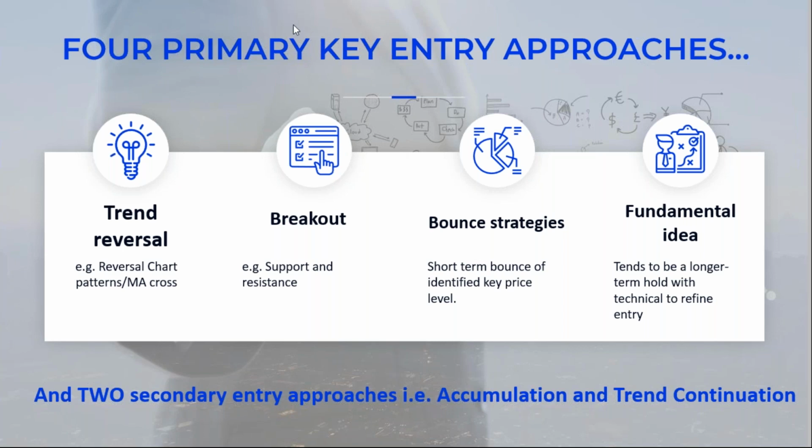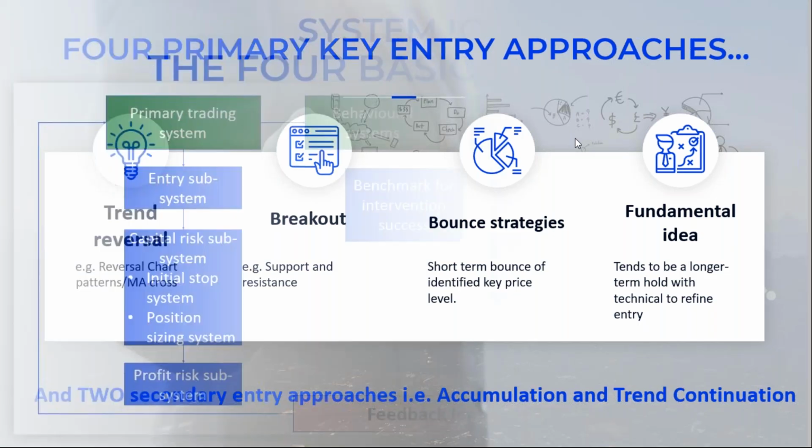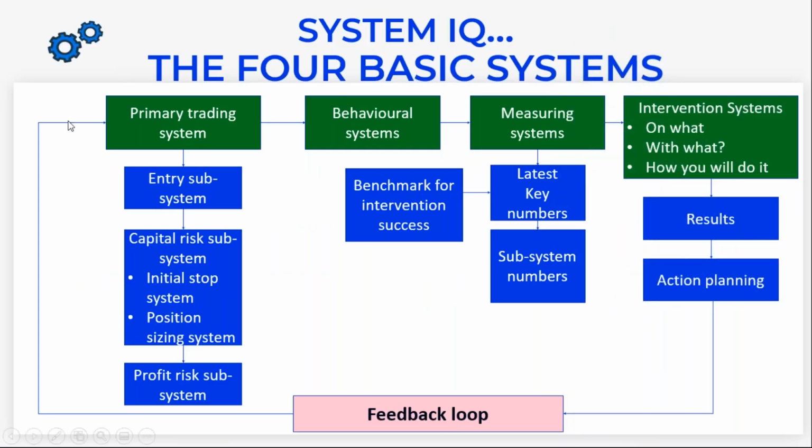So, as I said before, we've invested quite a lot of time in these first 2, but today's really all about bounce strategies. Now, again, I thought this would be a useful quick revision. When we're talking about developing a system, we need a primary trading system. So for each strategy, we need an entry subsystem, which is where we usually start. Then we need a capital risk subsystem, which is all to do with the initial stop, then your position sizing system, and then your profit risk system, which is to do with trail stops and profit targets.